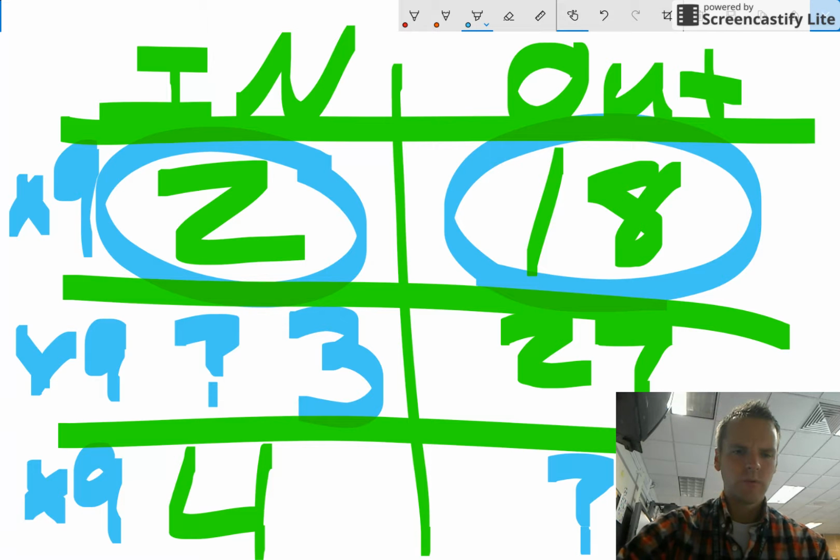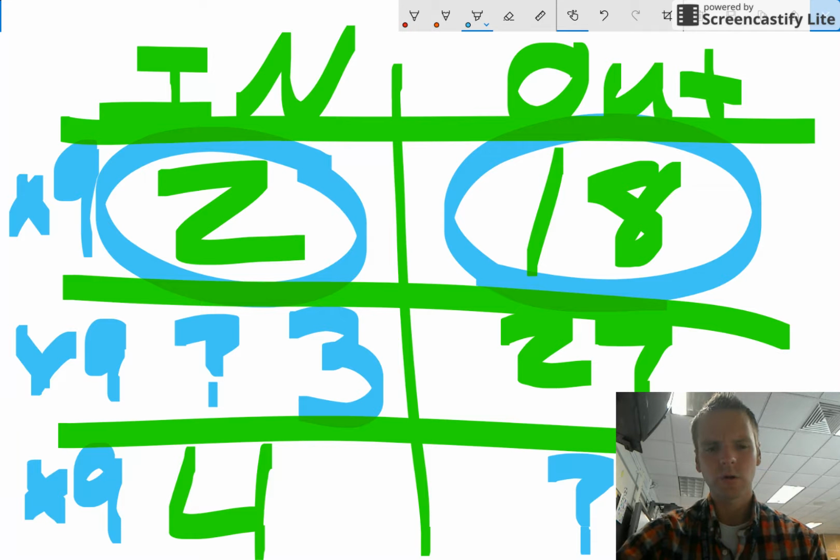Now for my last row, I already have 4. So I'm going to multiply 4 times 9. We can skip count by 4s. Ready? 4, 8, 12, 16, 20, 24, 28, 32, 36. So the out for this last row will be 36.